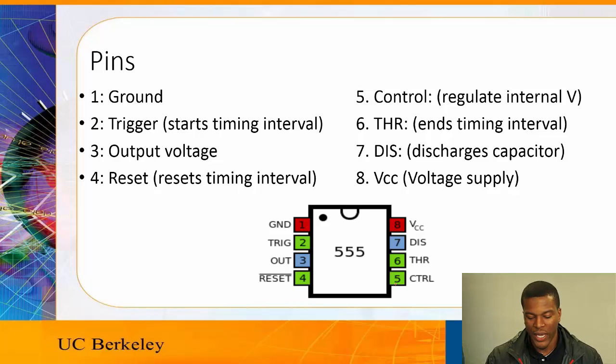The control pin 5 regulates an internal voltage divider circuit. The threshold ends the timing interval. Discharge essentially discharges the capacitor that's used in the charging and discharging of the clock. And VCC is essentially the power used to be able to execute everything we just talked about.